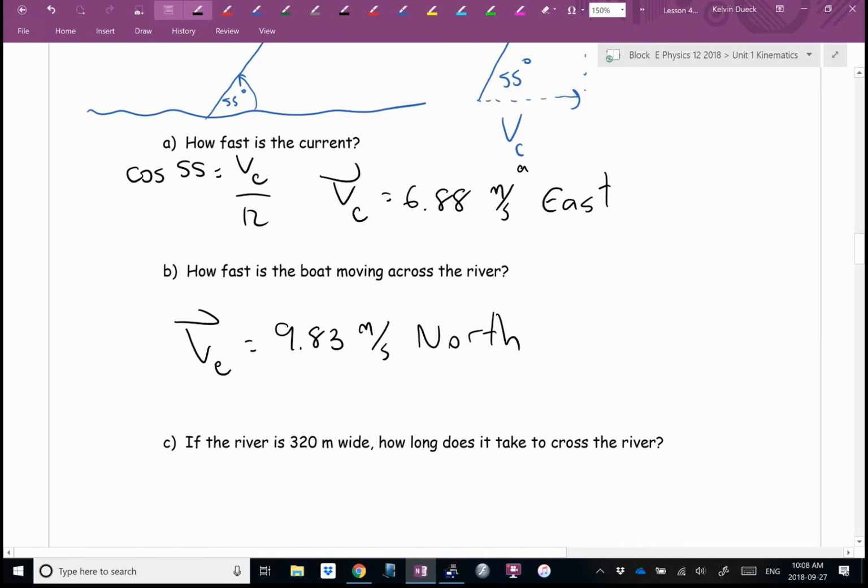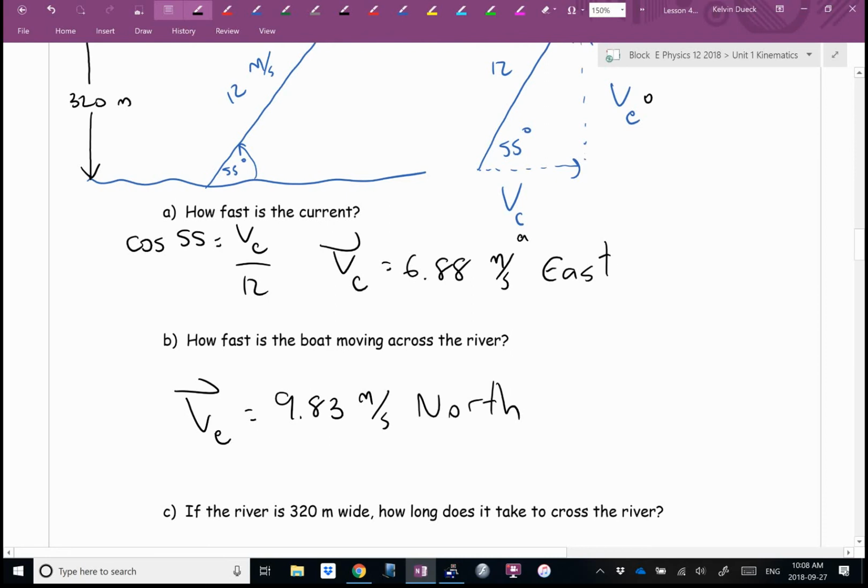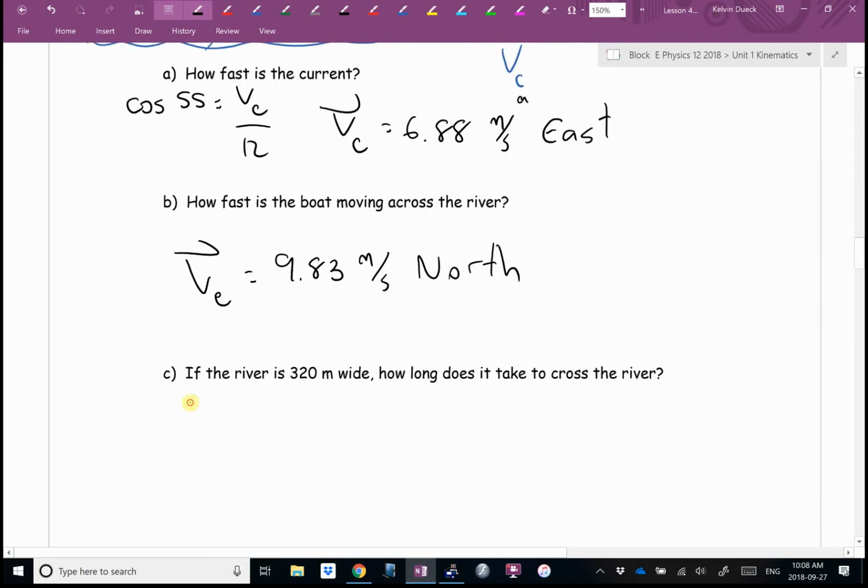If the river is 320 meters wide, which would go right there, how long does it take to cross the river? So again, we're finding time. We're using d equals VIT plus a half AT squared, but I'm not going to give you a question where we have an acceleration. We could deal with it. We did do a question at the very end of last day's lesson where we had an acceleration in a different direction from the velocity. We used VF equals VI plus AT. We added stuff tip to tip. You know what, Darwin? We could handle it, but meh.